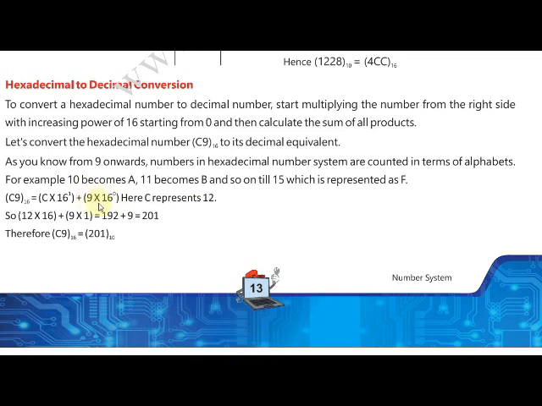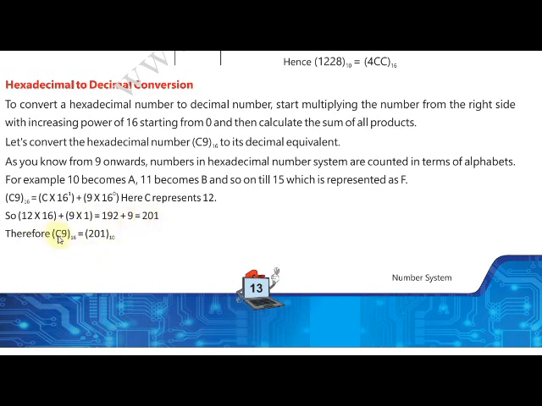Here we solved the first bracket, the next is C into 16 raised to 1. Now the power of 16 is 1, so it will keep its value as it is, it will not make any change. Then 12 into 16, what will be the answer? Multiplication of 12 into 16 is 192. 192 plus 9. Now we have to calculate the addition of the solved brackets. 192 plus 9 is equal to 201.